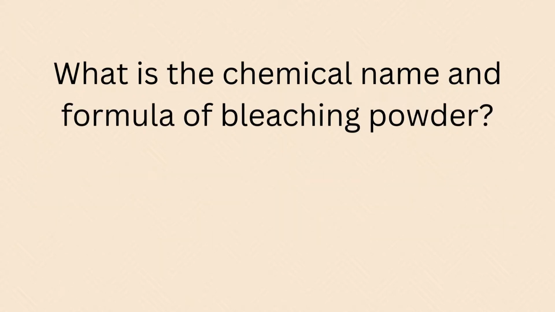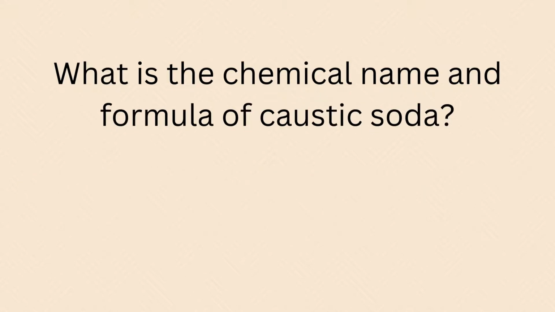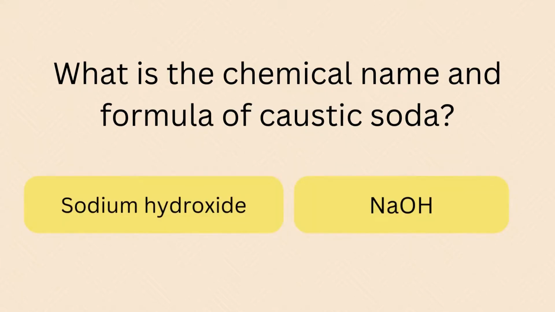Next one. What is the chemical name and formula of bleaching powder? This is very important. Answer is calcium hypochlorite. And the chemical formula is CaOCl2. Next one. What is the chemical name and formula of caustic soda? Answer. The chemical name is sodium hydroxide and the chemical formula is NaOH. Sodium hydroxide is commonly called caustic soda.